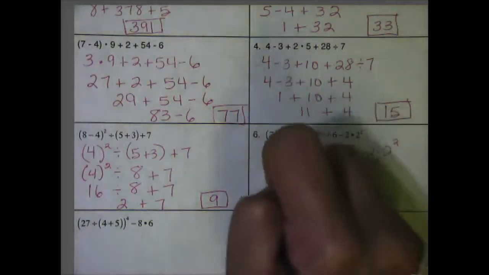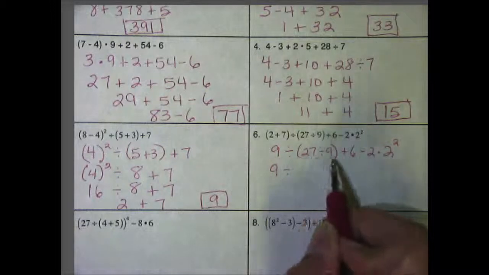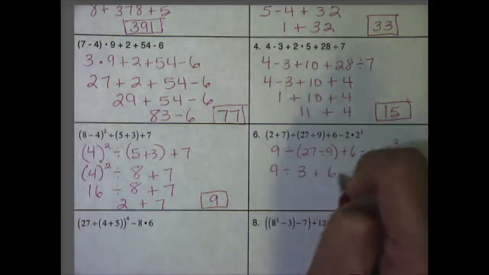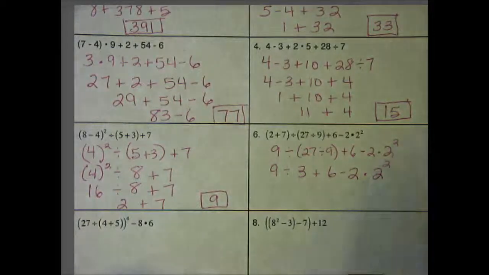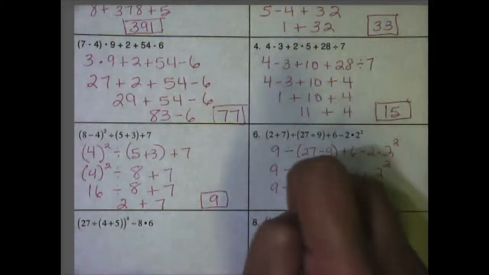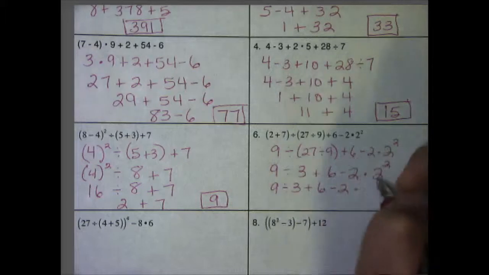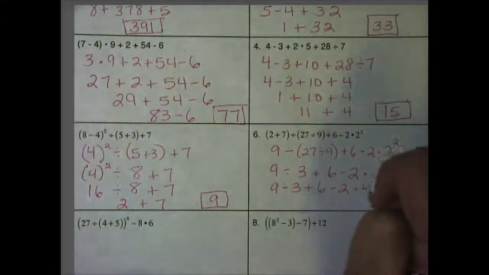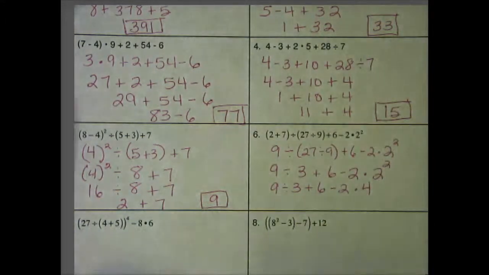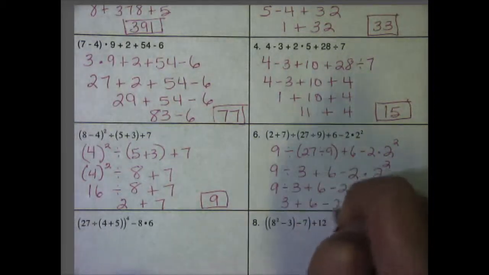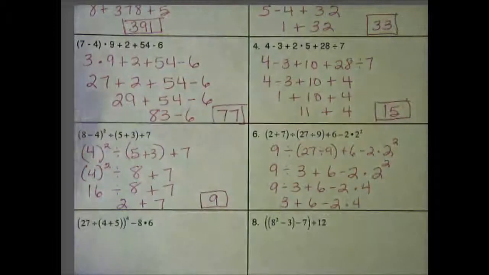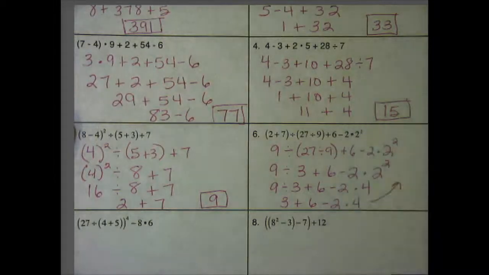Next set of parentheses. So I have 9 divided by 27 divided by 9 is 3, plus 6 minus 2 times 2 squared. Next step is our exponents. So I'll go ahead and write everything down again. 2 squared means 2 times 2, which is 4. And now I'll do division, multiplication, left to right. So 9 divided by 3 is 3, plus 6 minus 2 times 4. Now I've run out of space, so I'm going to just make myself a little arrow and write it up here. So I have 3 plus 6 minus 2 times 4 is 8.